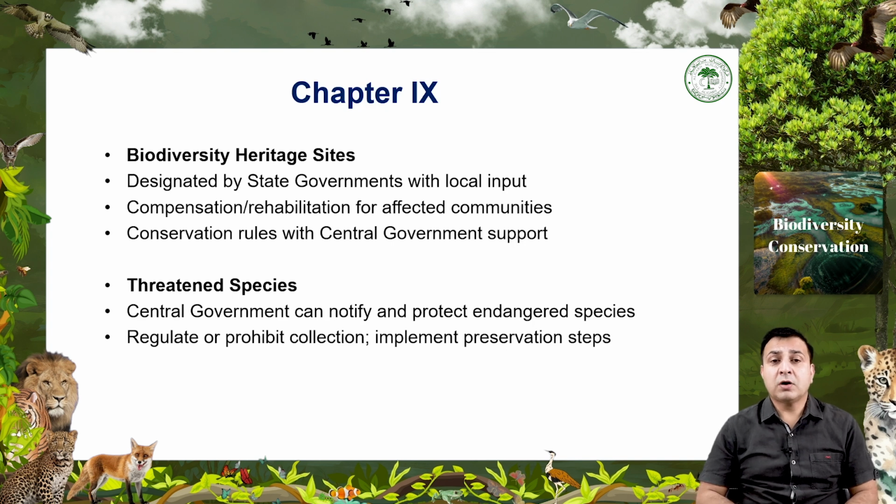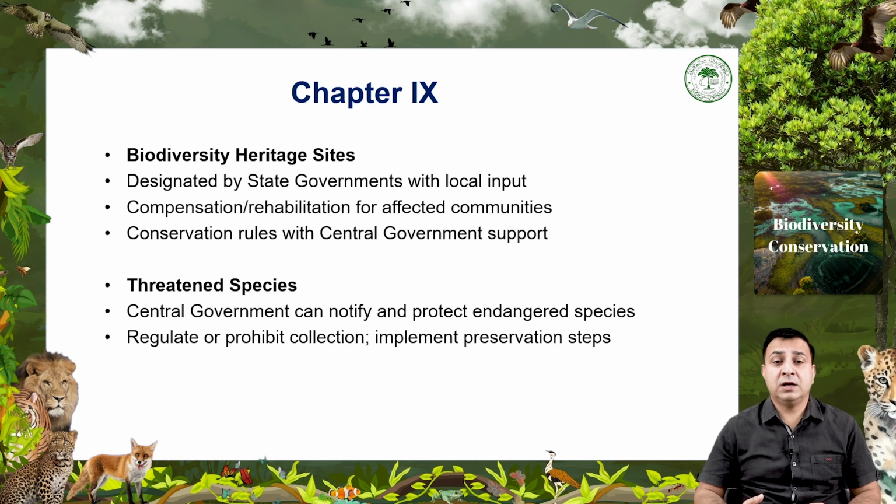Chapter 9 also talks about biodiversity heritage sites. The state government, in consultation with the local bodies, may notify any area of biodiversity importance as a biodiversity heritage site. The state government must also develop schemes to compensate or rehabilitate people affected by these designations. They can also, in consultation with the central government, frame rules for the management and conservation of these sites.